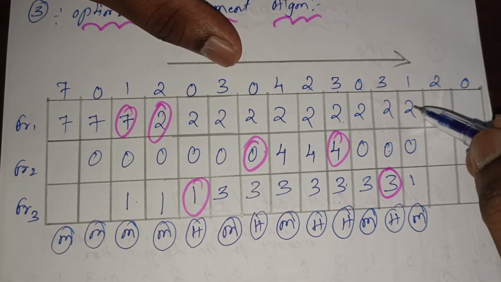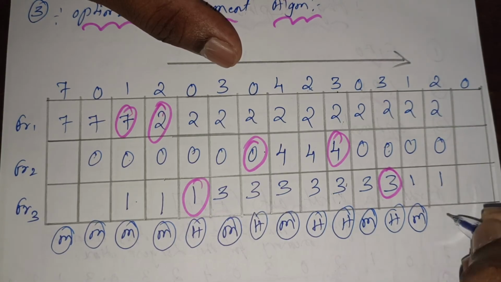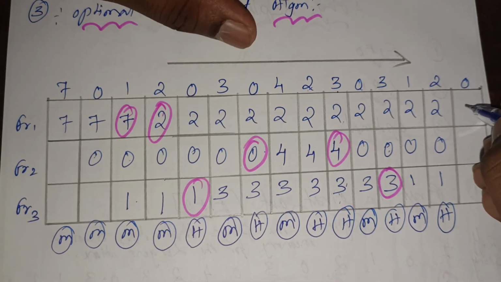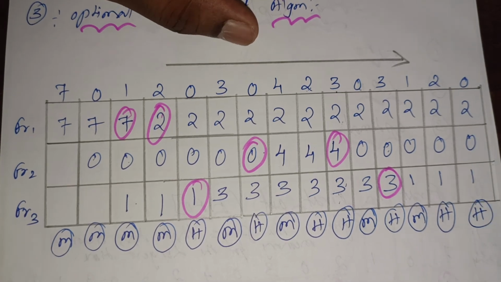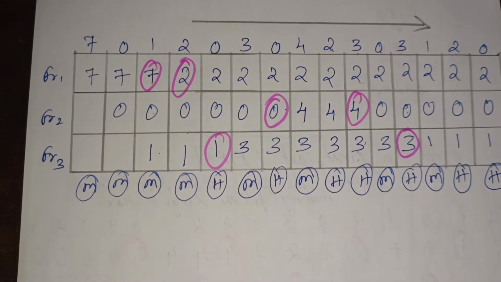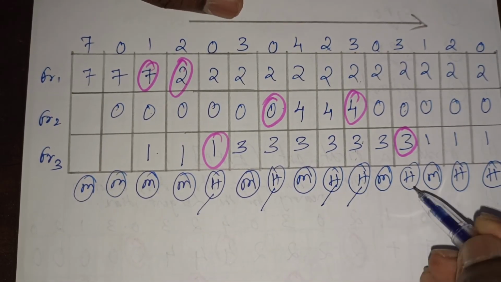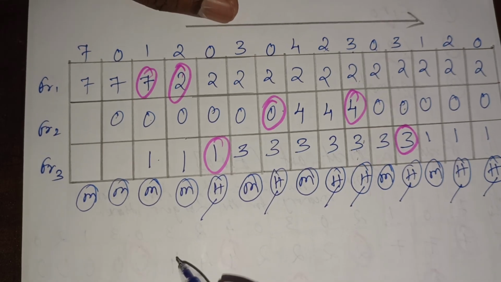So 2 is called, 2 is already in this frame. So 2 is a hit. 2, 0, 1. It's a hit. So 0 is called and it is already inside this frame. We are not replacing anything. So 2, 0, 1. It's a hit. Let's calculate how many hits here. So 1, 2, 3, 4, 5, 6, 7. So we have 7 hits here.